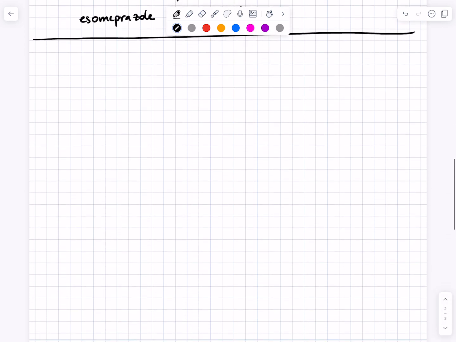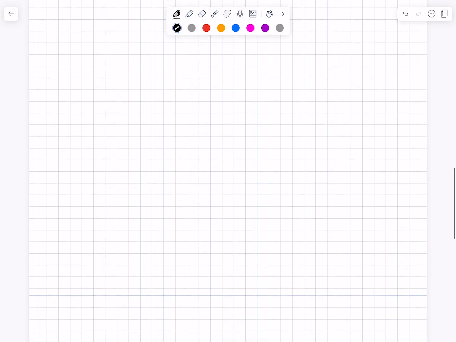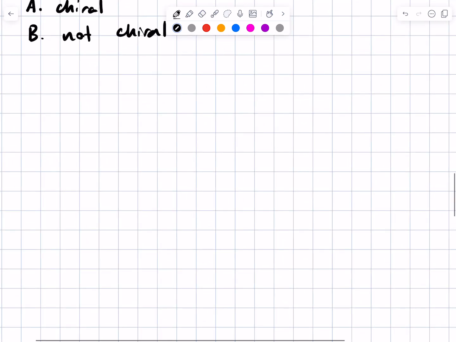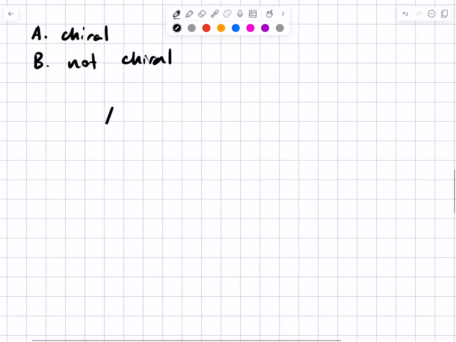All right, so chiral or not chiral? In a multiple choice exam, I try to avoid the problem. I realized that if I did A chiral and B achiral, that was going to cause people trouble because there's an A in both of them. So we'll say not chiral. So here's one from your practice exam. I think you're going to hate this one.